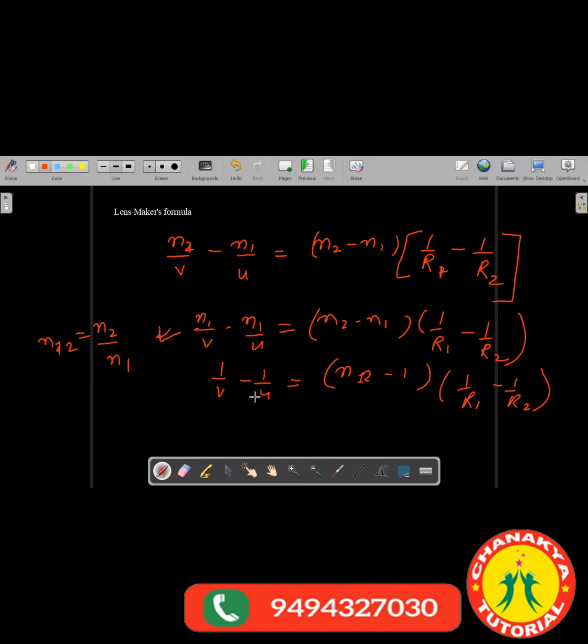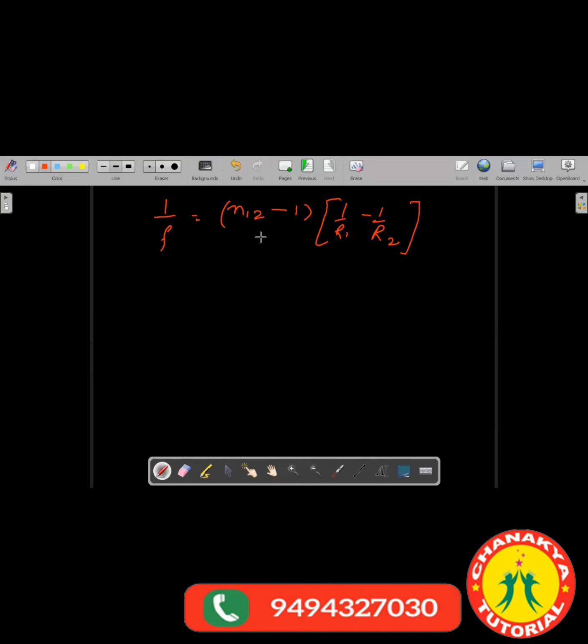And this whole thing is equal to the focal length. So you can also write that 1 by f will be equal to n12, the refractive index of medium 2 with respect to 1, minus 1, multiplied by 1 by R1 minus 1 by R2. This is the formula for the focal length of a lens. So the lens maker's formula stands like this. You can find the focal length of a lens by using the refractive index given to us, and we can obtain its focal length and radius of curvature.